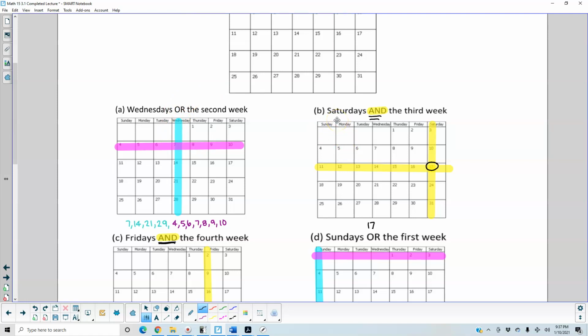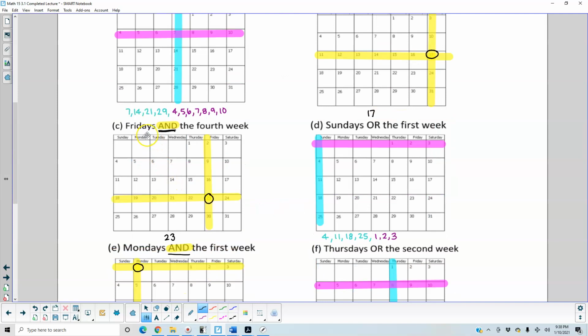Now Saturdays and the third week. So we're going to go ahead and draw a line through Saturday and the third week. Now this is and, so this is where they intersect. So the and tells us that the only number that's being intersected here for Saturdays and in the third week is the 17th.